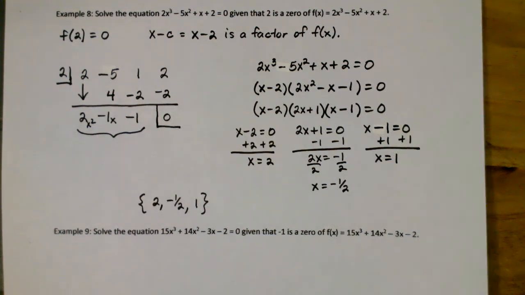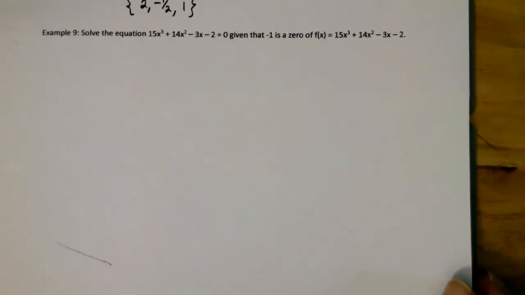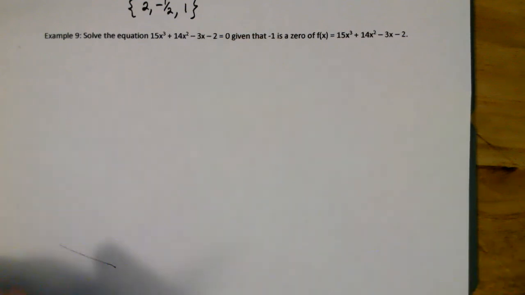Okay. All right, here's the last example, example 9. Here we're going to solve the equation 15x cubed plus 14x squared minus 3x minus 2 equal to 0. We're given that -1 is a 0 of f of x equals 15x cubed plus 14x squared minus 3x minus 2.